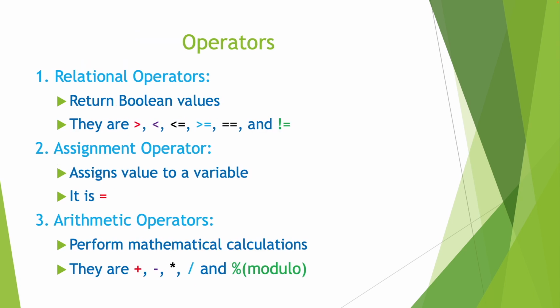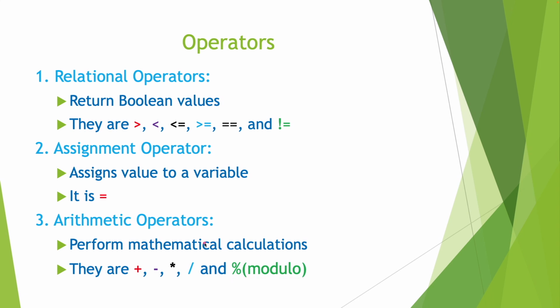So when it comes to the operators, let's talk about the relational operators. They basically return boolean values which are true or false, and these are some of the relational operators. Greater than, smaller than or equals to, greater than or equals to, and then not equals to. Assignment operator. This is the assignment operator and it helps to assign value to a variable. And in the arithmetic operators, we have these ones: plus, minus, multiplication, division, and modulo operator.